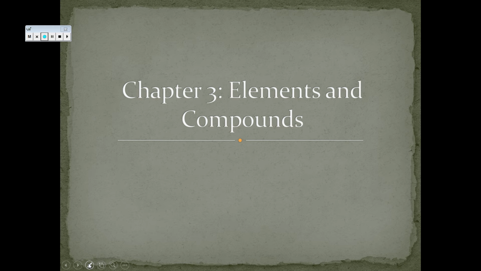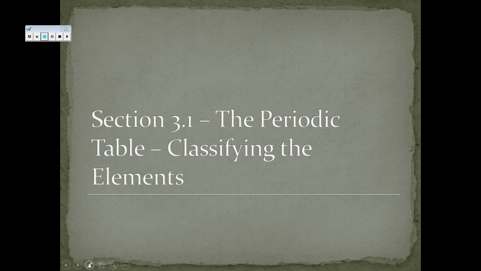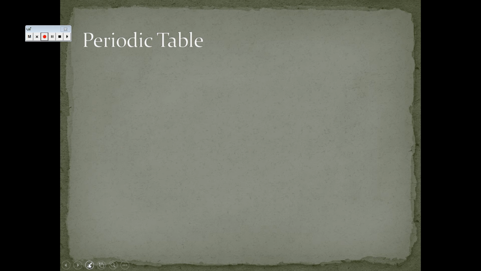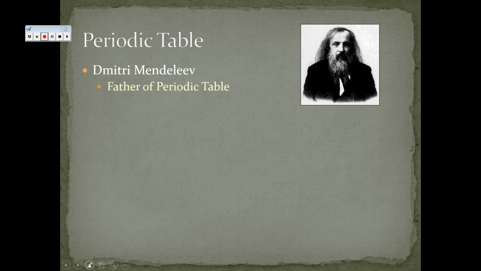Today we are going to talk about Chapter 3, Elements and Compounds. Section 3.1, the periodic table, classifying the elements. The periodic table. Dmitri Mendeleev is considered to be the father of the periodic table. He created the table based on atomic masses.